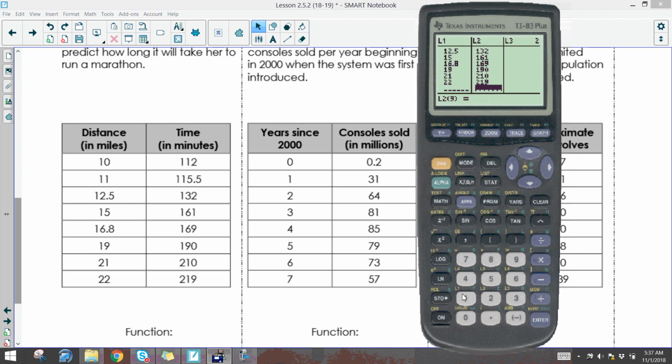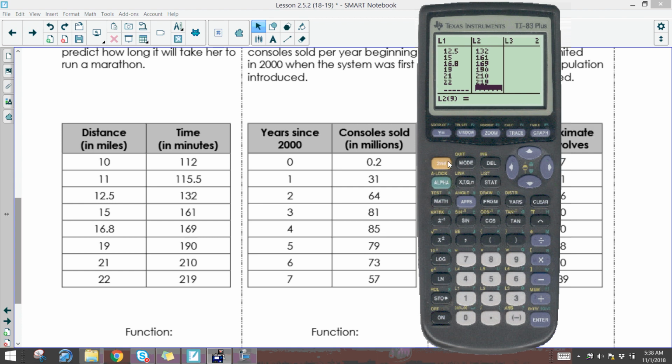A couple things I'm noticing about my data. Obviously, as the distance increases, so does the time, right? If the distance is increasing from 10 miles to 22 miles, you're not going to have a change in time that goes from big to small. That wouldn't make sense if you're running farther. So I'm kind of thinking probably linear, maybe exponential. I'm guessing quadratic is kind of out here because it wouldn't make sense for you to run farther but take less time. If your distance is increasing, your time should be increasing.